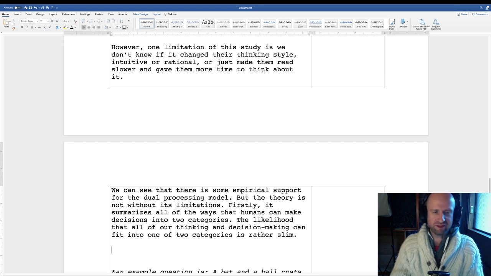But anyway, I think it's a valid point, right? Of all the different ways that we can think and make decisions, do you really think it comes down to two systems? Okay. Now, I'm not going to put this one in here because this is very esoteric.